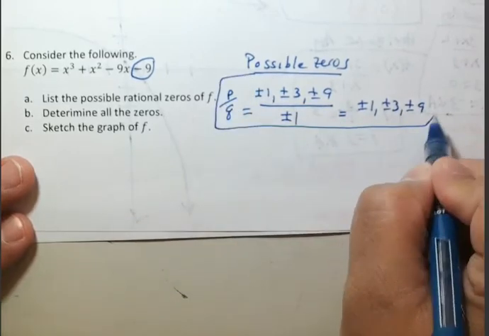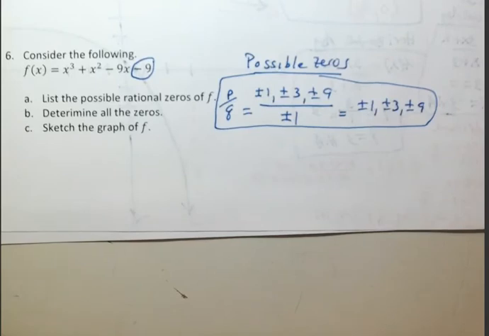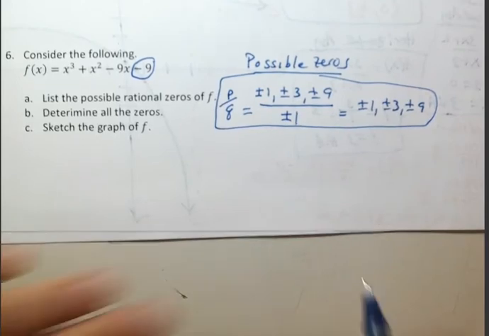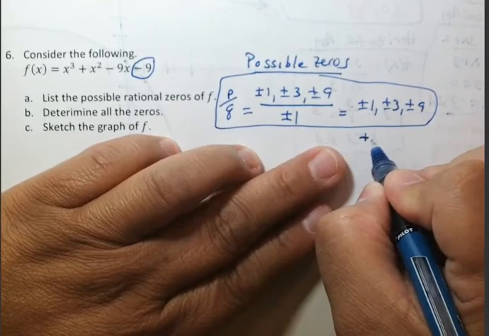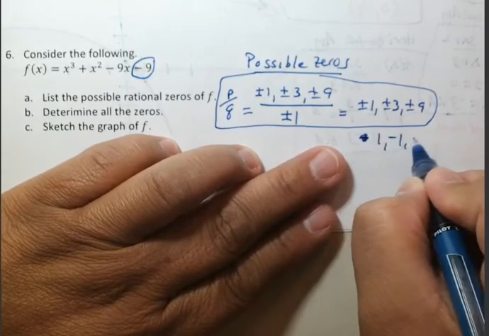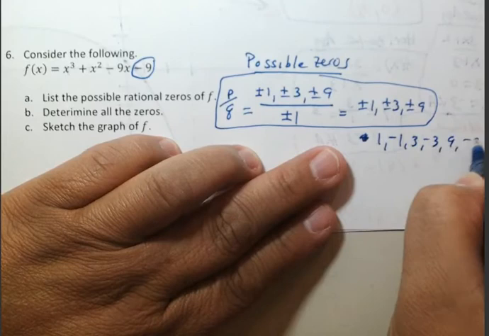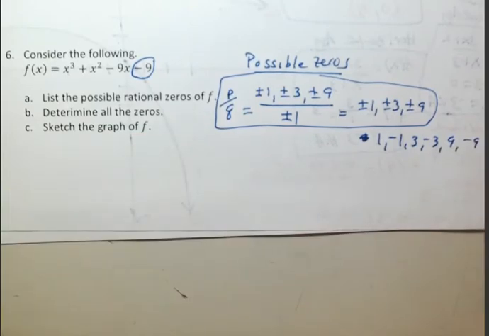So in your computer, you would enter these numbers here. There's no symbol for plus or minus on your computer. Okay, they don't have that. So you need to enter 1, negative 1, 3, negative 3, 9, negative 9, because they don't have the symbol. So then to find all your zeros, we pick one of these and do synthetic division.